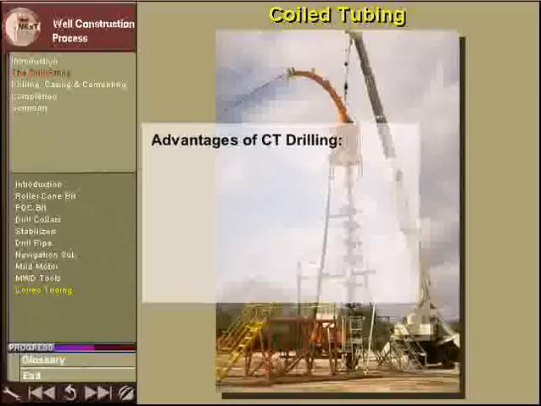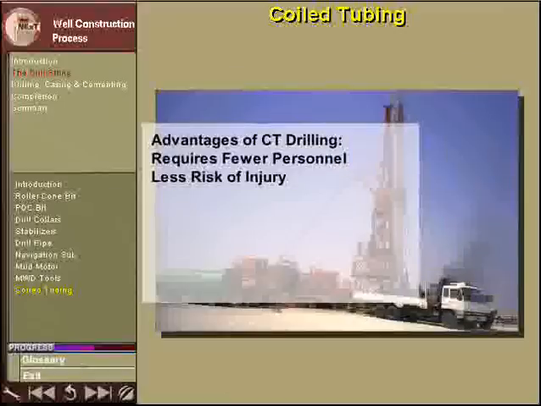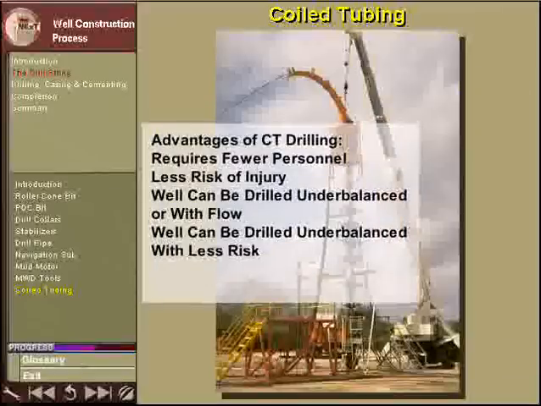Coiled tubing drilling, or CTD techniques, have many advantages over conventional drilling operations. First, coiled tubing drilling requires less personnel on board the rig. The decrease in pipe size and weight reduces the risk of personnel injury. Drilling underbalanced is generally considered safer using CT than drilling underbalanced with a conventional rig. Coiled tubing is much easier and quicker to run in and pull out of the hole, since there are no connections to be made up or broken out.